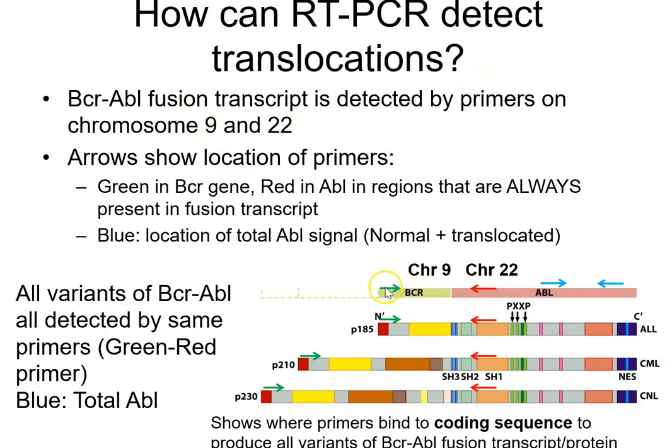So this is the BCR gene on chromosome 22, this is the ABL gene on chromosome 9, and they are stuck together by a translocation. And that translocation has occurred about halfway through the BCR gene and partway through the ABL gene. So this is the DNA sequence, BCR gene, ABL gene fused together.